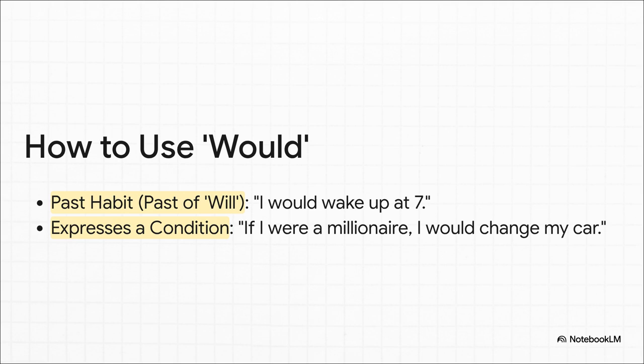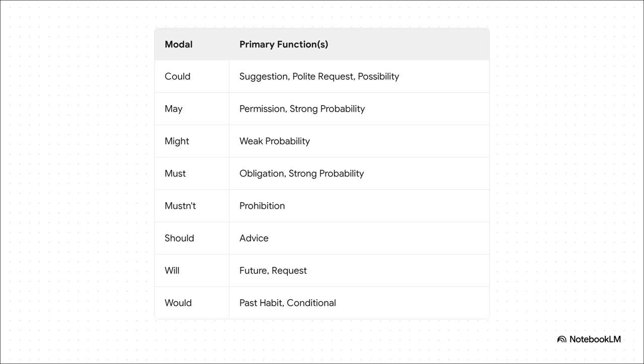But its most famous role is in conditionals, talking about imaginary situations. If I were a millionaire, I would change my car. That classic if-then sentence. Okay, let's put it all together in one place. Here it is, your complete modal verbs spice rack cheat sheet.